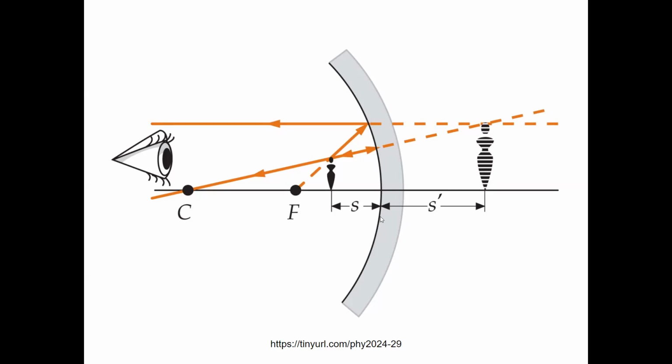So for a concave mirror, you can see that depending on the location of your object, you could have a virtual image, you could have a real image, you could have an enlarged image, you could have a shrunken image. So it depends on the location.